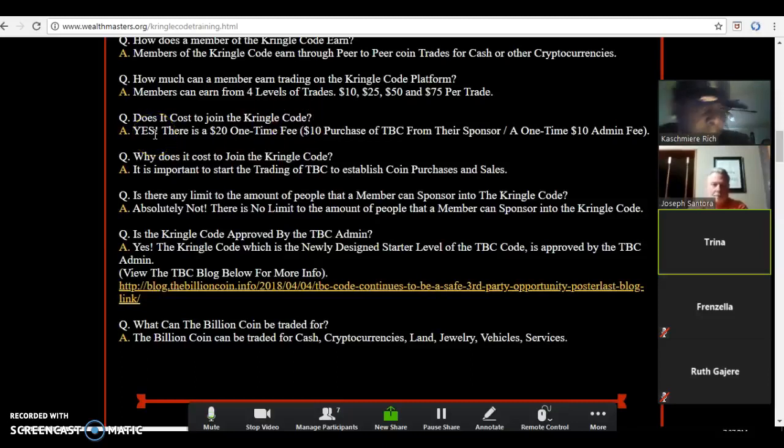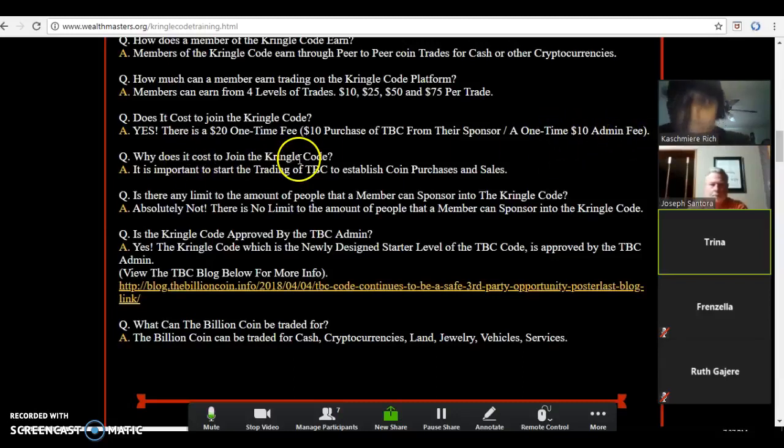Does it cost to join the Kringle Code? Yes, of course it does. Money makes money, right? Scared money don't make money, right? There's a $20 one-time fee, and this is how that fee is broken down. A $10 purchase of TBC is made from your sponsor. The other $10 goes toward your administrative fee for the platform.